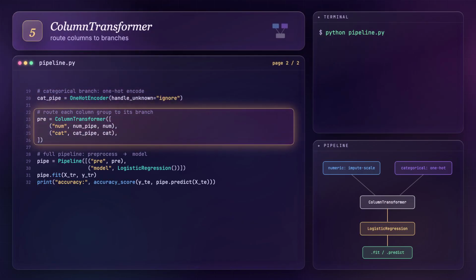The column transformer ties the 2 branches together. Apply the numeric pipeline to the numeric columns, the encoder to the categorical column, and produces one clean combined feature matrix.